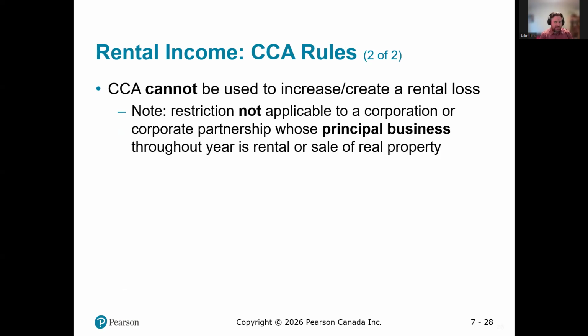Rentals can't do this. Once you have your income, say to a certain amount, CCA can be claimed only as far as that rental income gets to zero. CCA cannot create a loss, or if I already have a rental loss before CCA, I can't claim additional CCA to increase that loss. So anytime we get to a year where we have rental losses, the CCA can't be claimed. That UCC just carries on to the next year.